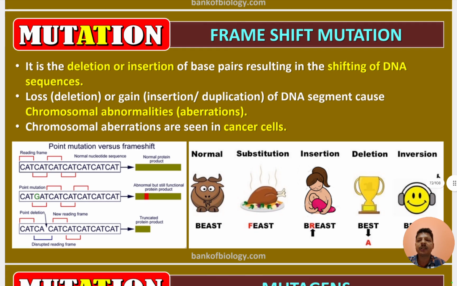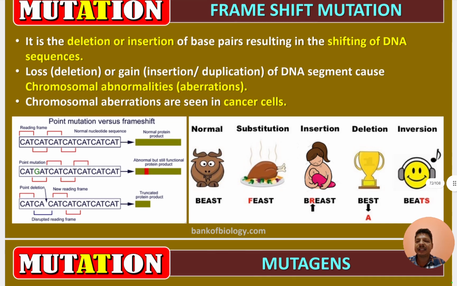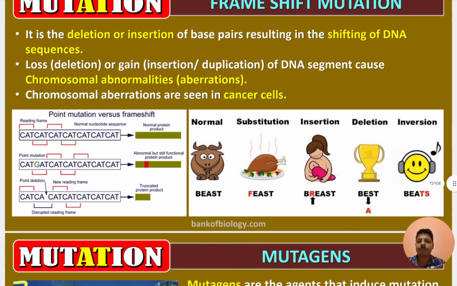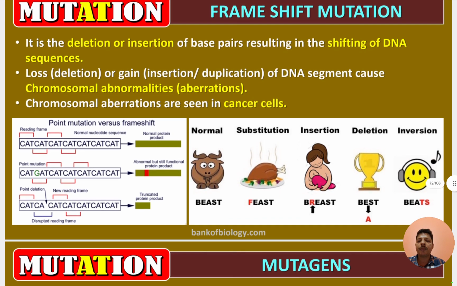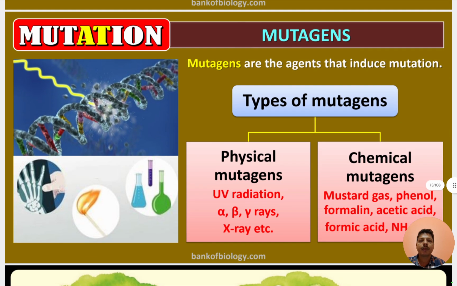Coming to frame shift mutation, it is a deletion or insertion of base pair resulting in the shifting of DNA sequences. Loss or gain of DNA segment causes chromosomal abnormalities, and chromosomal aberrations are seen in cancer cells. Like this you can see, point mutation. This topic we will cover in the next chapter with the proper examples.